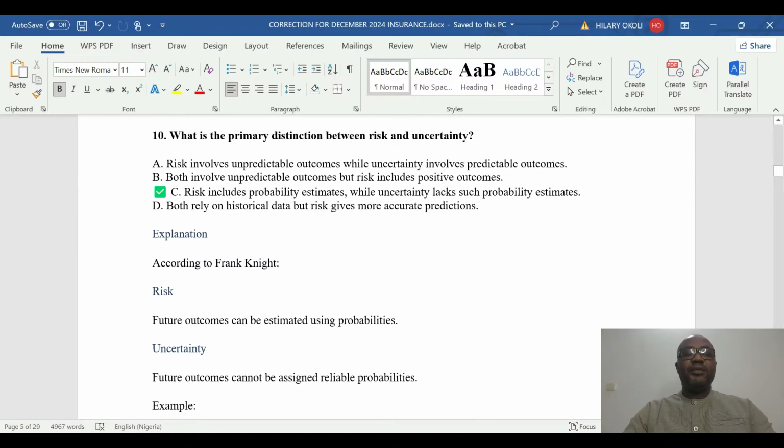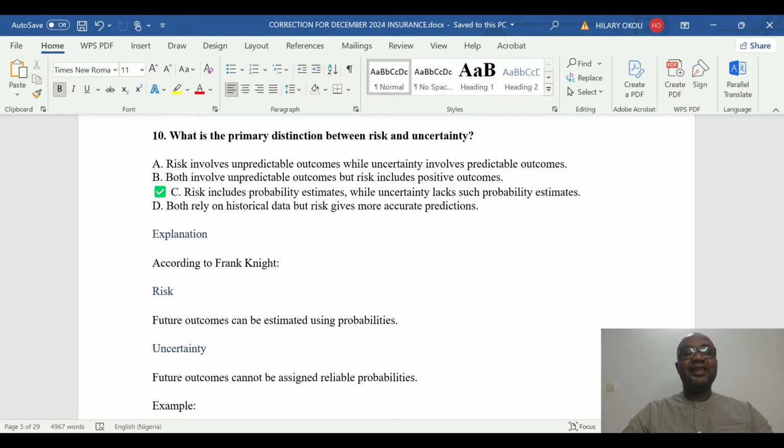So what is the primary distinction between risk and uncertainty? We have had this before. I think this is a repetition of one of our earlier discussions. We did say that risk involves a probability estimate, while uncertainty lacks such a probability estimate. Yes, because risk, you can quantify it. You can make some kind of probability estimate.